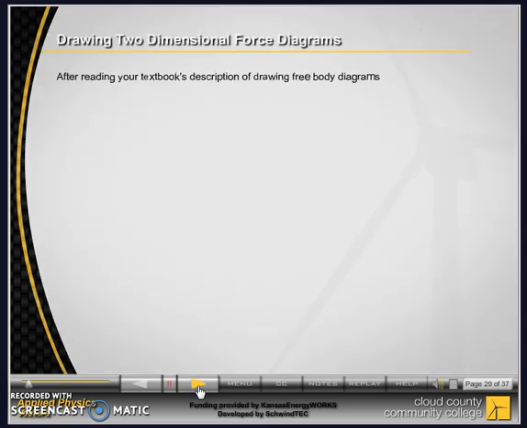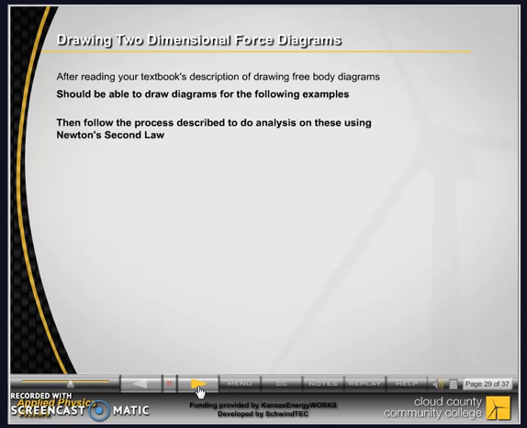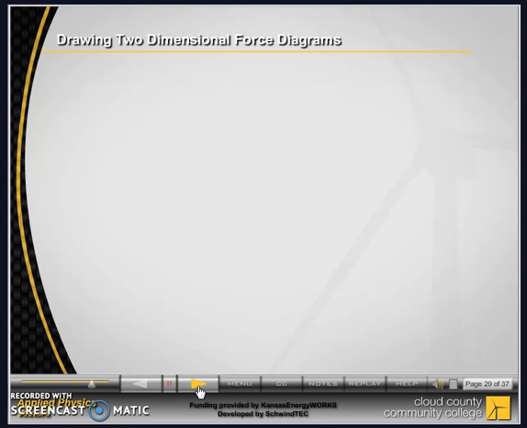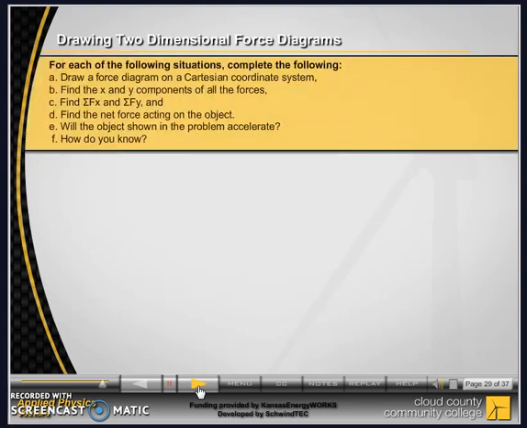After reading your textbook's description of drawing free body diagrams, you should be able to draw diagrams for the following examples, and then follow the process described to do analysis on these using Newton's second law. For each of the following situations, complete the following.